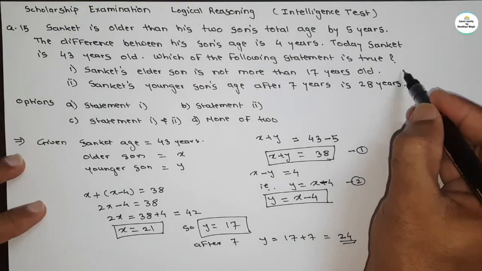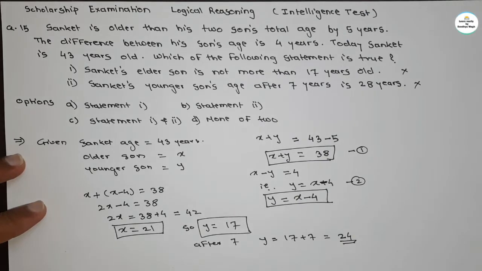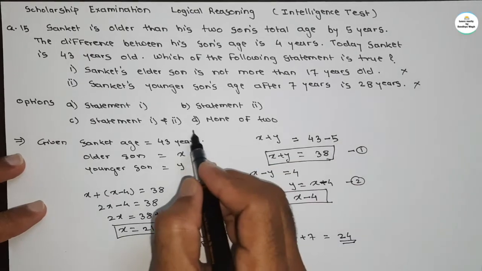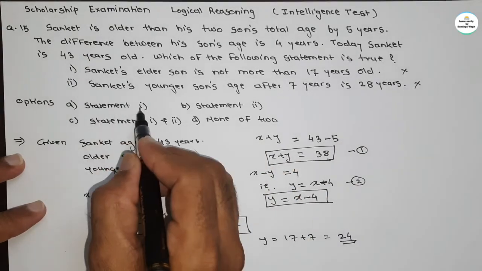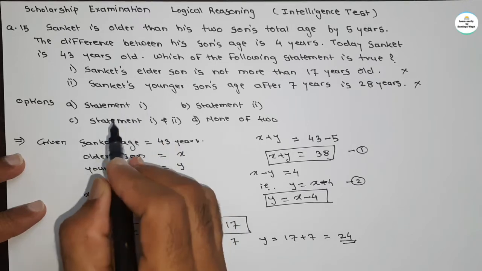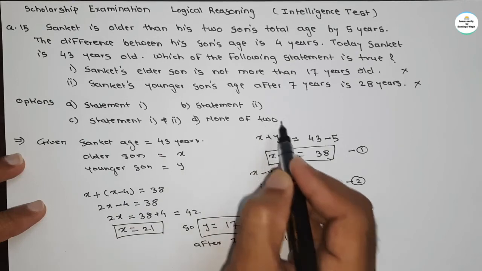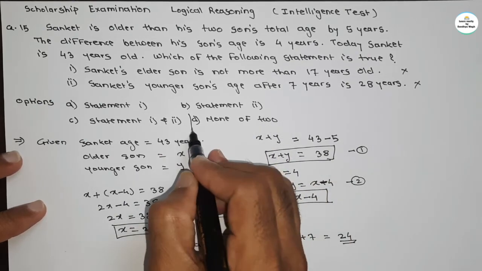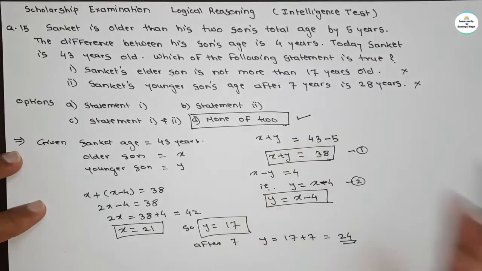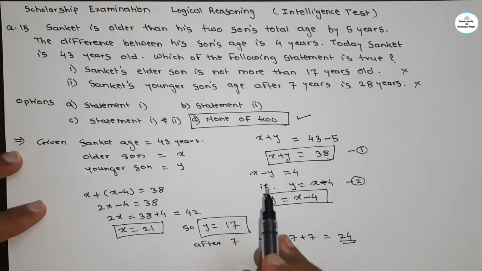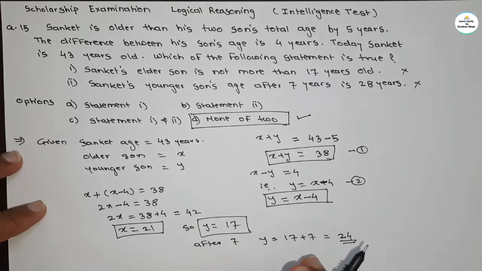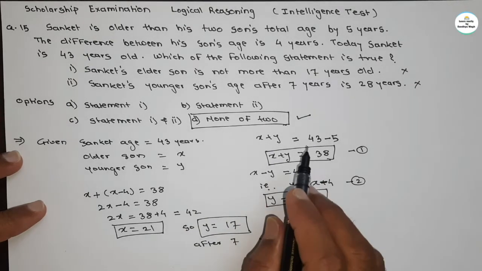Both statements are not true, because elder son is 21 years old and younger son after 7 years becomes 24 years old. So both statements are false. So option D here: statement 1 is not true, statement second is also not true. Both statements are false, and the last option is none of the two, means both statements are false, that is option D is correct. Very simple, just concentrate and see what is the data given in the problem to solve the sum.